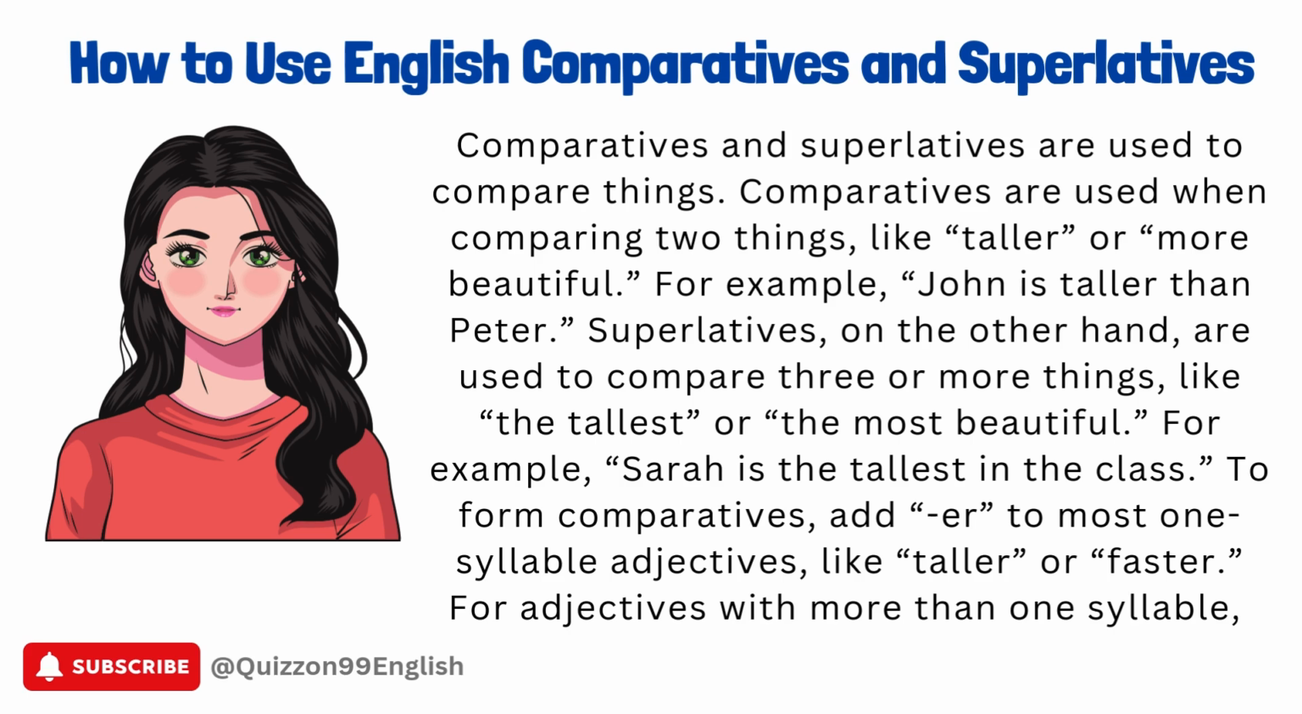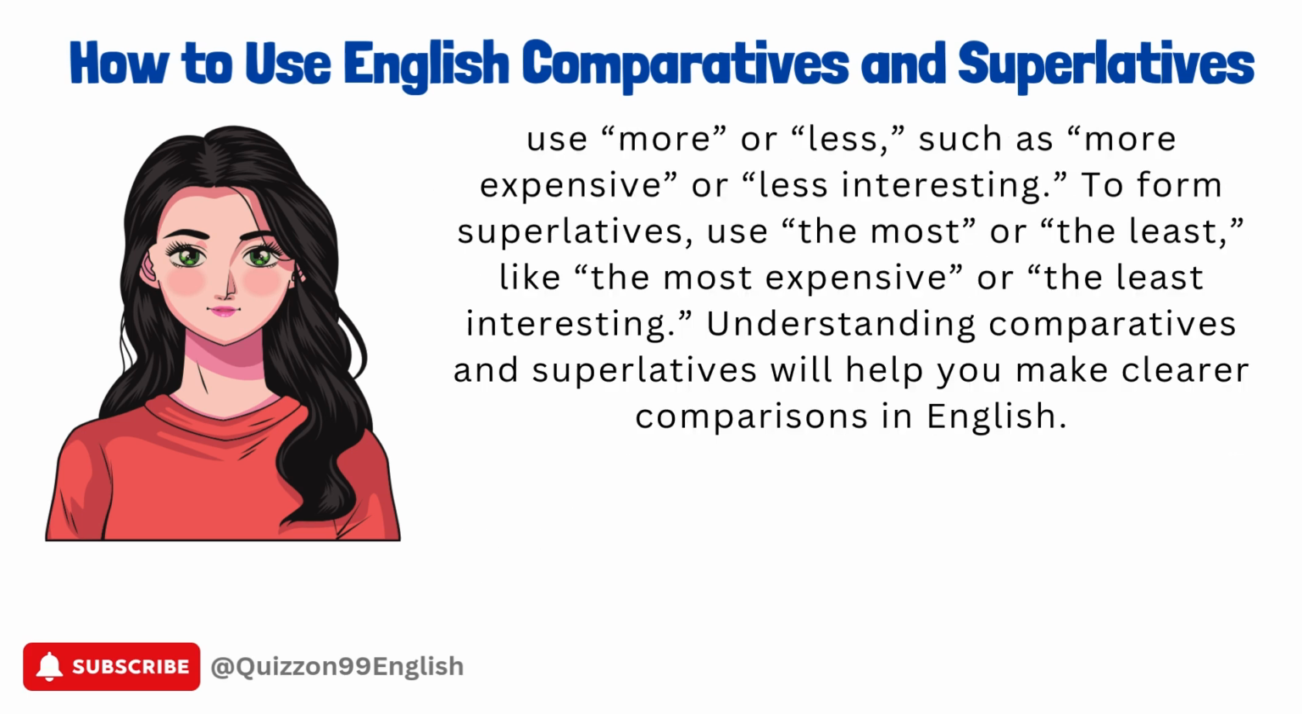To form comparatives, add -er to most one-syllable adjectives, like taller or faster. For adjectives with more than one syllable, use more or less, such as more expensive or less interesting.